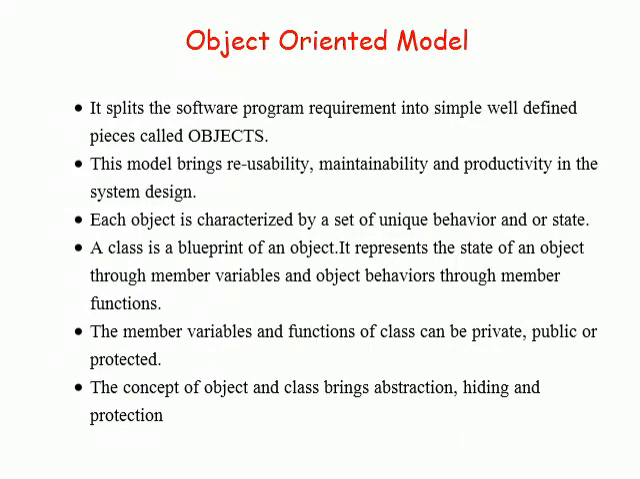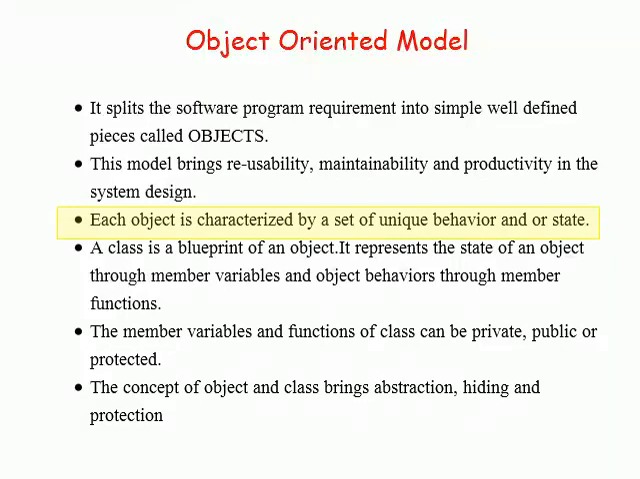And the last programming model which we are going to discuss is the object-oriented model. The object-oriented model is an object-based model for modeling system requirements. It disseminates a complex software requirement into simple, well-defined pieces called objects. Object-oriented model brings reusability, maintainability, and productivity in the system design. In this modeling, an object is an entity used for representing or modeling a particular piece of the system.